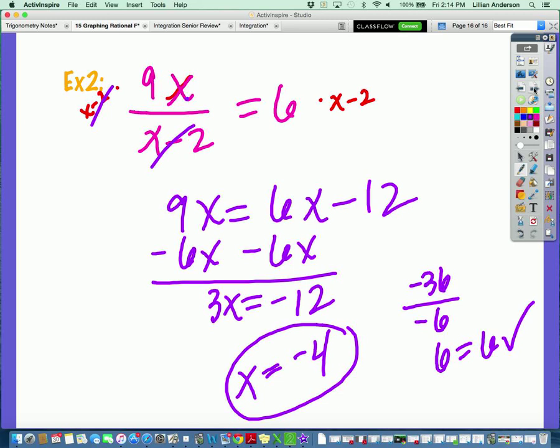Yep. Very good. So what happens if it wasn't true? Then it would be no solution. Okay. Here we go. One a little bit more involved.